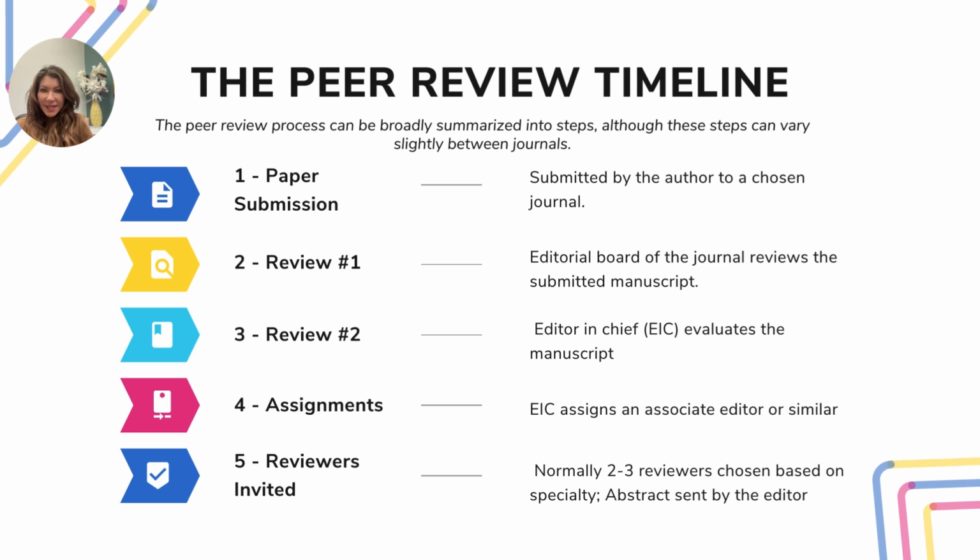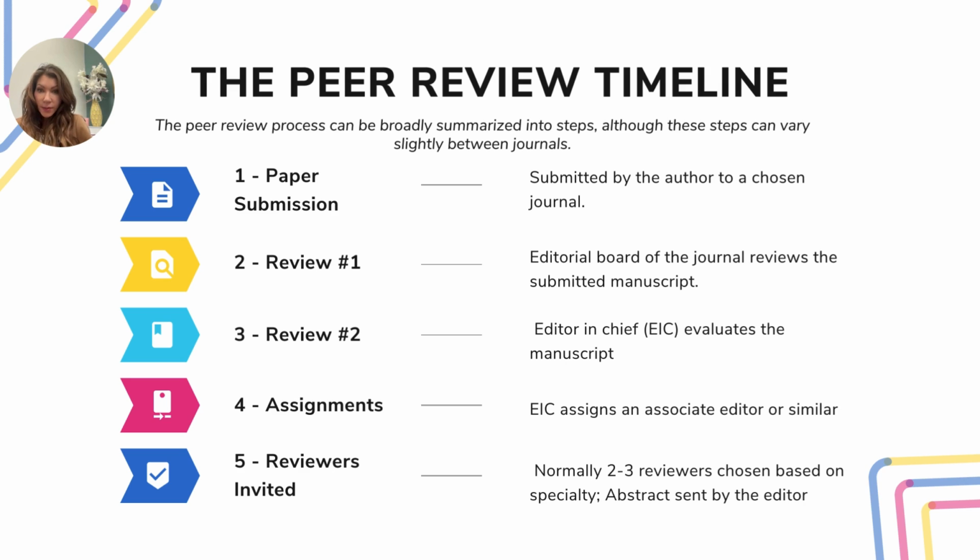The peer review process can be broadly summarized into various steps. This is going to slightly differ between journals, but the first step in general is submitting the paper. The authors are going to choose where they want to submit their manuscript, to what journal. And then the second step is the editorial board is going to receive this manuscript and review it. And then it goes to the third step, which is the second review. This is when the editor in chief is going to evaluate the manuscript briefly and decide whether or not this needs to go on to further reviewing.